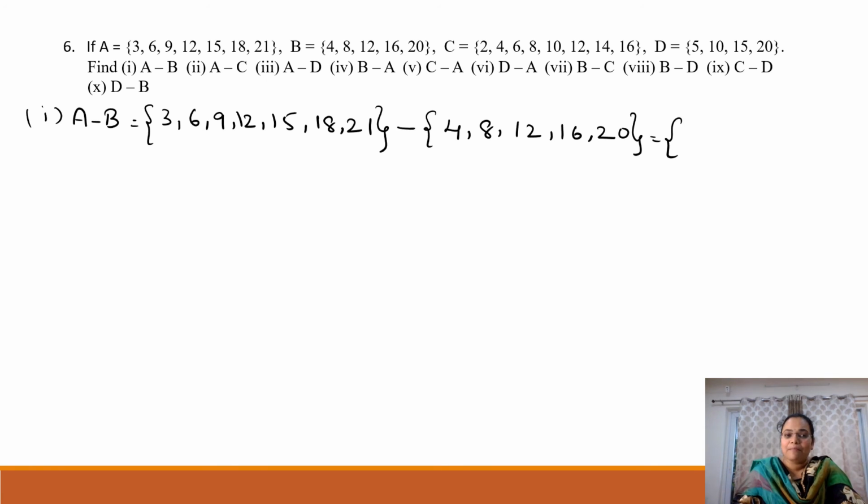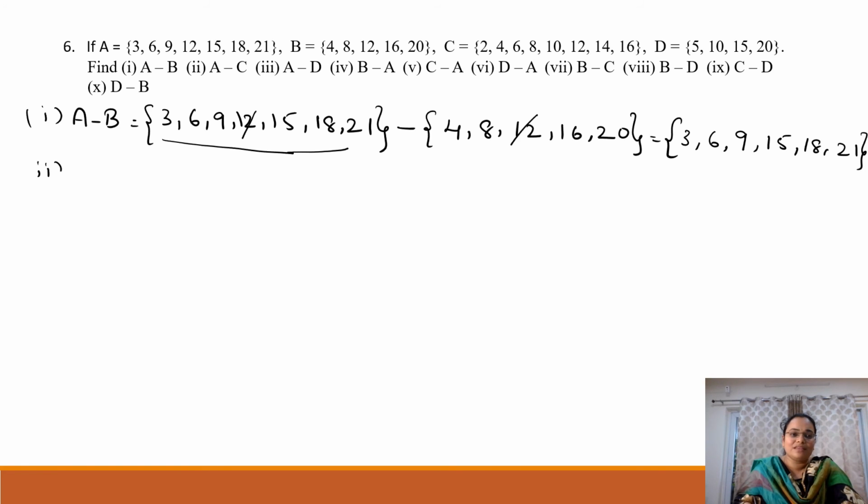So what is A minus B? We need to take all the elements in A and cancel the elements which are common. Only 12 is common. That is 3, 6, 9, 15, 18, 21.